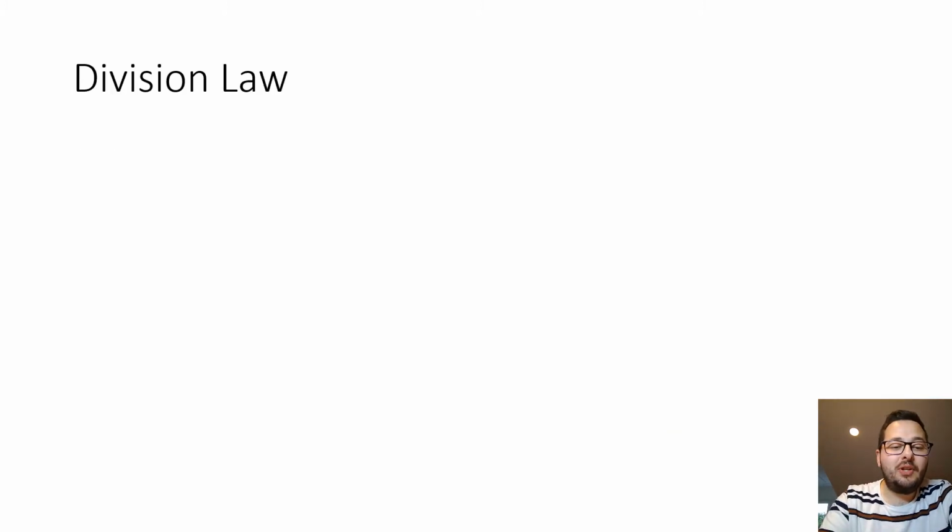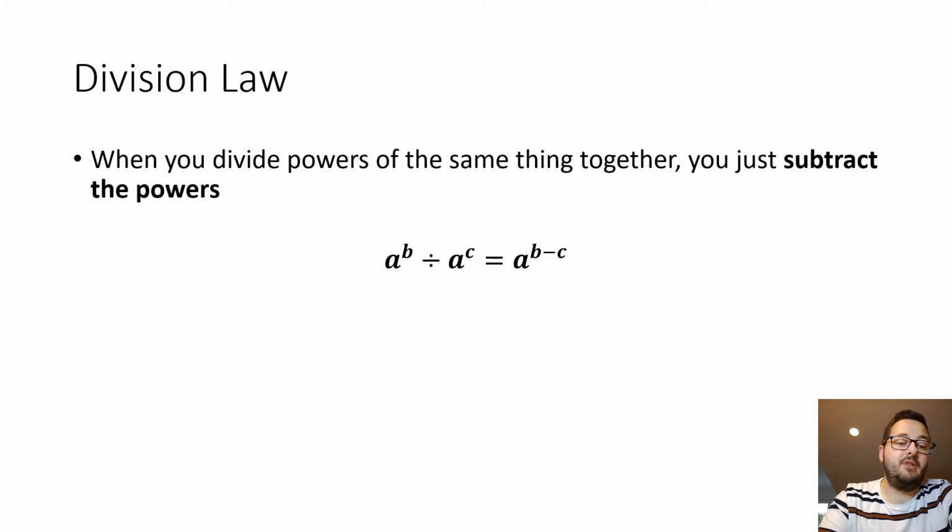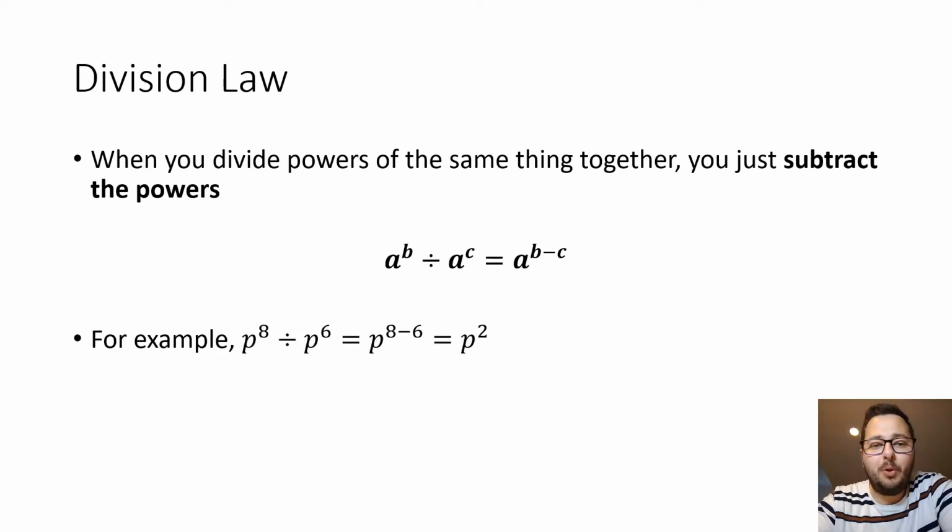The next law we're going to look at is the division law. It's very similar, but this time when you divide powers of the same thing together, you just subtract the powers. So for example, a to the b divided by a to the c is b minus c in the power. So before, when you times them together, the powers add. When you divide them, the powers subtract. So for example, p to the 8 divided by p to the 6 is equal to p to the 8 minus 6, which is 2, p to the 2.